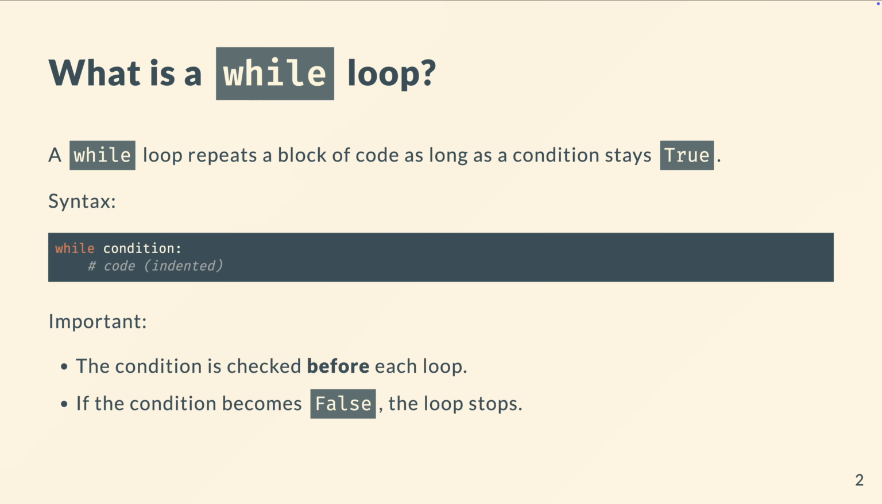Now look at the syntax. It says, while, condition, then a colon. The code inside must be indented, usually 4 spaces. Important rules. The condition is checked before each loop. So if the condition becomes false, the loop stops right away.